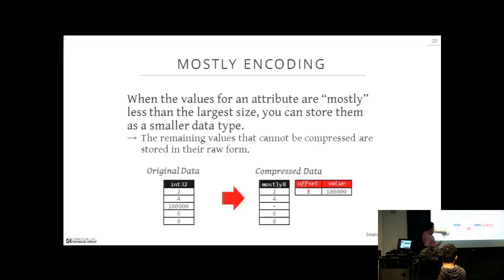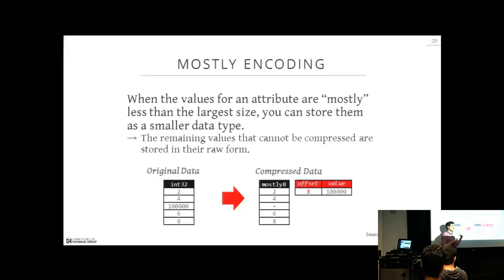So let's say that my original table has a column that's defined as a 32-bit integer, and I have five attributes, and most of them are less than 32 bits, but I have this one guy here set at 10,000. He's much larger. So I can define this to be mostly 8, meaning most of the values for this attribute will be 8 bits, so I can store them all as small ints, or I guess tiny ints. And then for the one guy that exceeded the max value for an 8-bit integer, I'll store that in a side table here, where I keep track of the offset and what the original value was. Right?